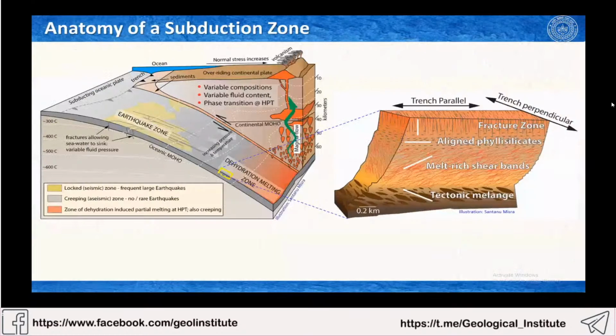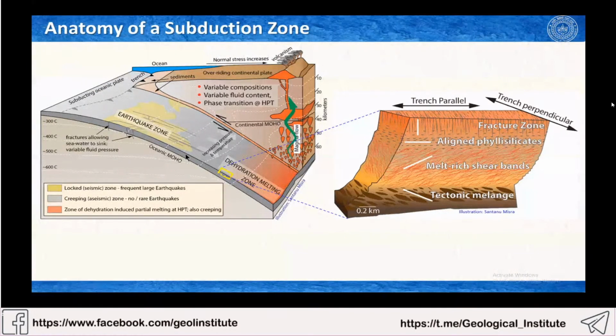So if we think of a subduction zone, this is a cartoon diagram. This is the oceanic crust, which is being subducted under a continental crust, which is this one. At the very beginning, at shallow depth, we know that we have earthquakes here. These we call Benioff zones, where it is locked.